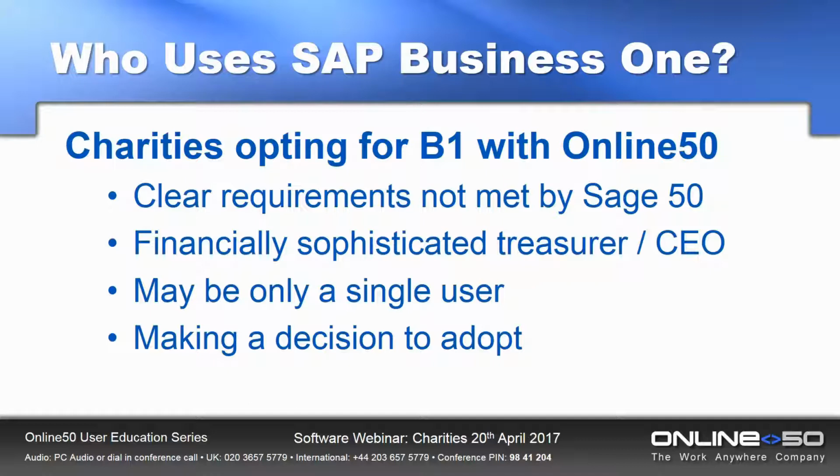Sage may well give you everything that you need. There's nothing wrong with the product. It's a great product. There are some limitations to it, as we've explored, but lots and lots of charities use it and use it very effectively. SAP Business One does offer you things that you don't get in Sage 50.